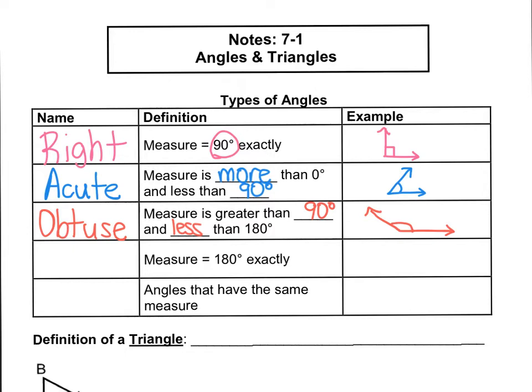Then we've got exactly 180 degrees. So that is just called a straight angle. It's what we think of as a line, okay? So it's a straight angle, just like that, 180 degrees, if we were measuring from side to side.